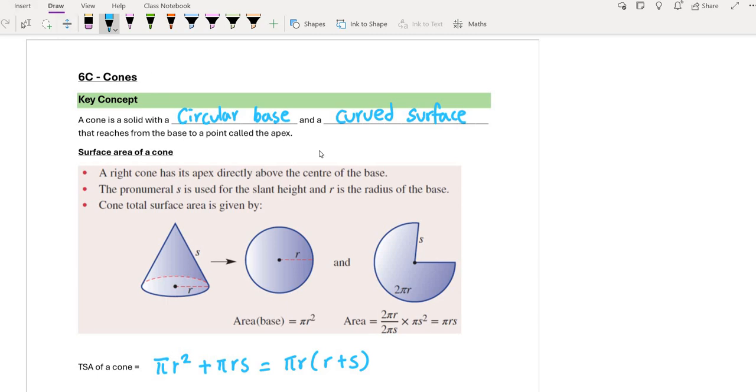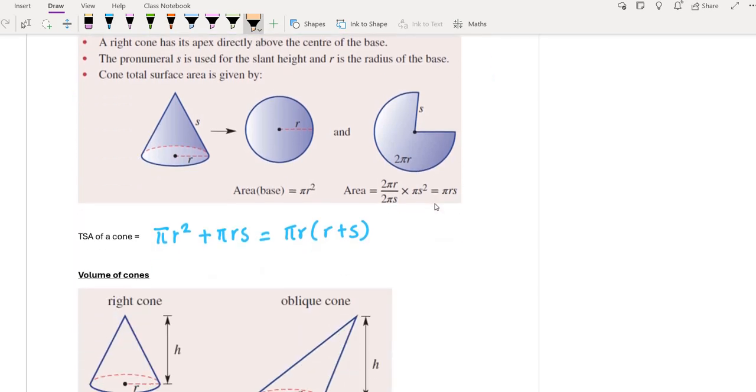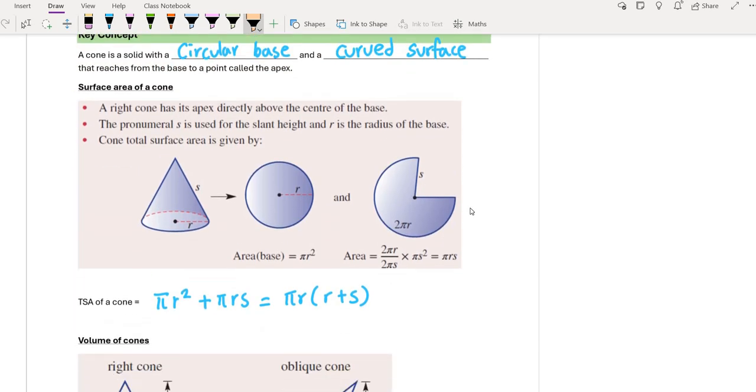In this video, we're looking at cones. So cones are made up with a circular base and a curved surface that goes all the way to the top. So if we were to find the surface area of a cone, we need to find the area of the base, which is the circle, pi times r squared, and this side bit where it folds nicely up into a cone.